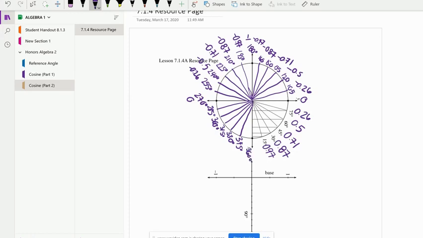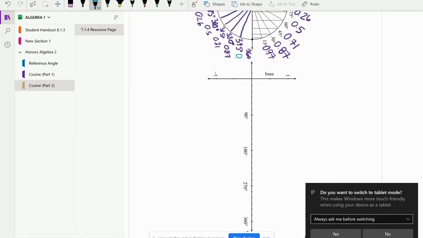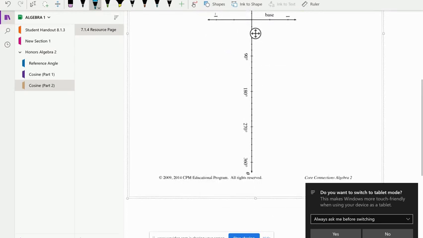And now we have 0.26, 0.5, 0.71, 0.87, and then 1. Okay, so what we're going to do next is graph this, and I'm just going to kind of graph like the general equation, so I'm not going to worry too much about the details.